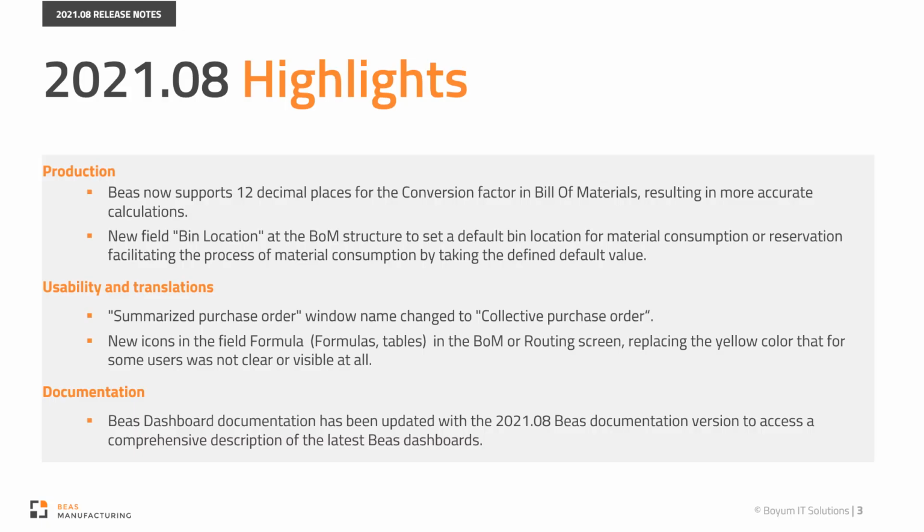These are the most important areas improved or added in this version. In the production area, we improved the conversion factor to bring more accurate calculations and added a new bin location field at the BOM structure to set a default bin location for material consumption or reservation. We have changed a couple of window and button names and introduced new icons in the field formula in the BOM and routing windows, and enhanced the usability for the icon of customization. And this version also brings new comprehensive documentation of the Beas Dashboards.